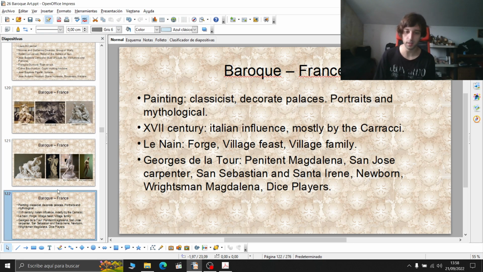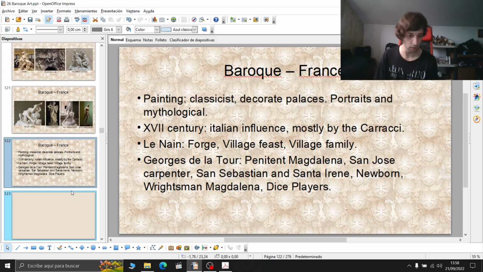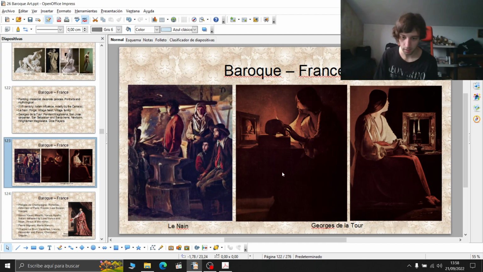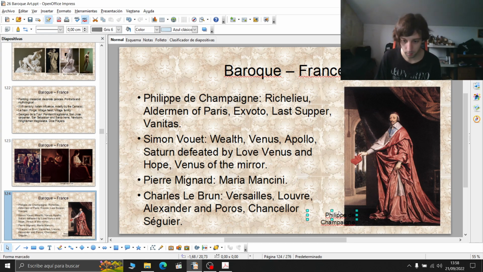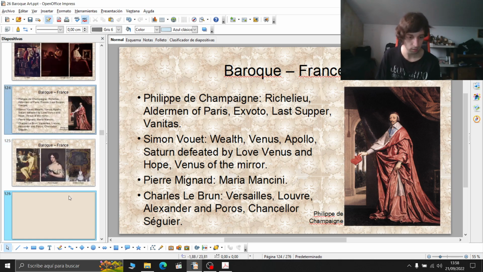Painting. Classicists decorate palaces, portraits, and mythological subjects. 17th century Italian influence, mostly by the Carracci, Le Nain, and Georges de La Tour. Especially Georges de La Tour is very interesting because this chiaroscuro reminds me a lot of Caravaggio. Philippe de Champaigne, Simon Vouet, Pierre Mignard, and Charles Le Brun.